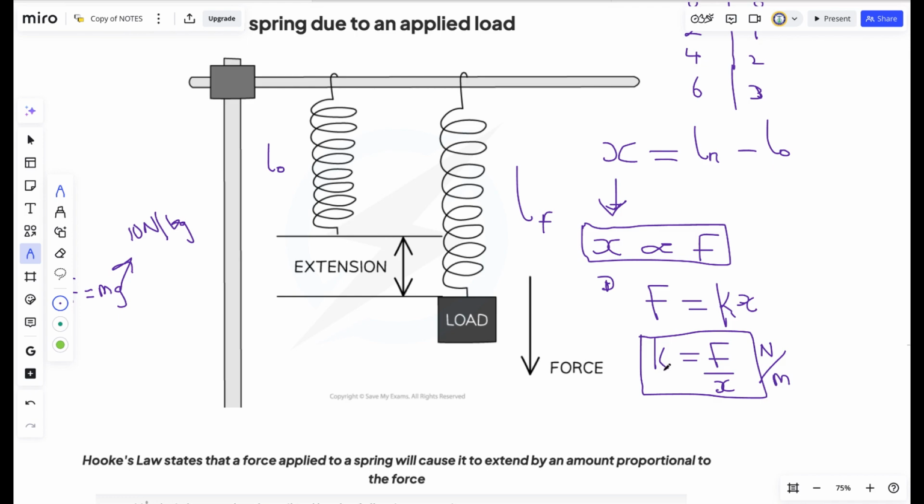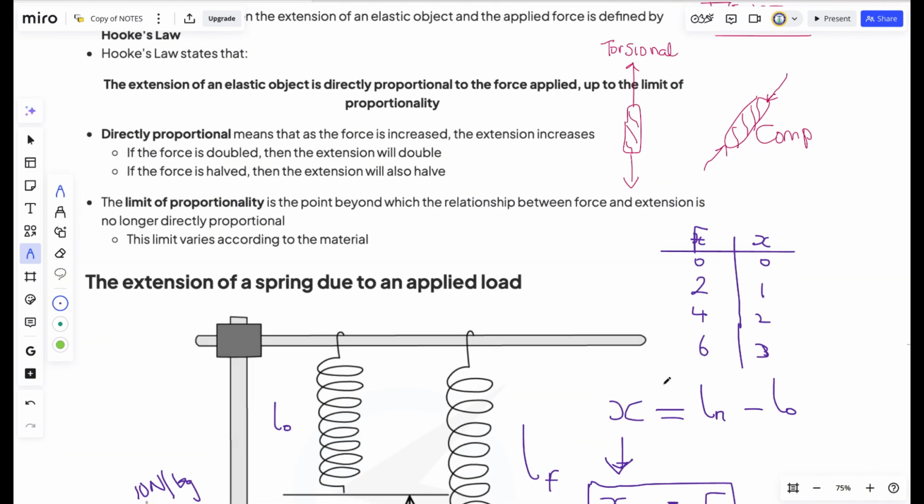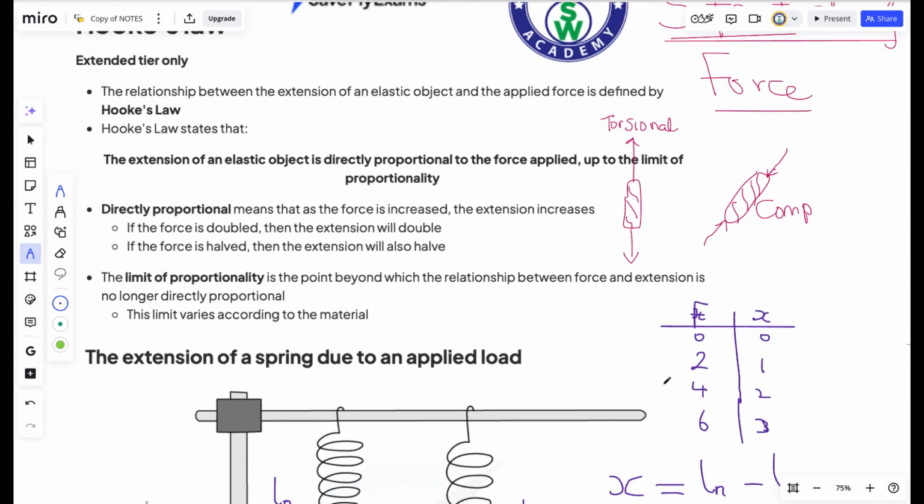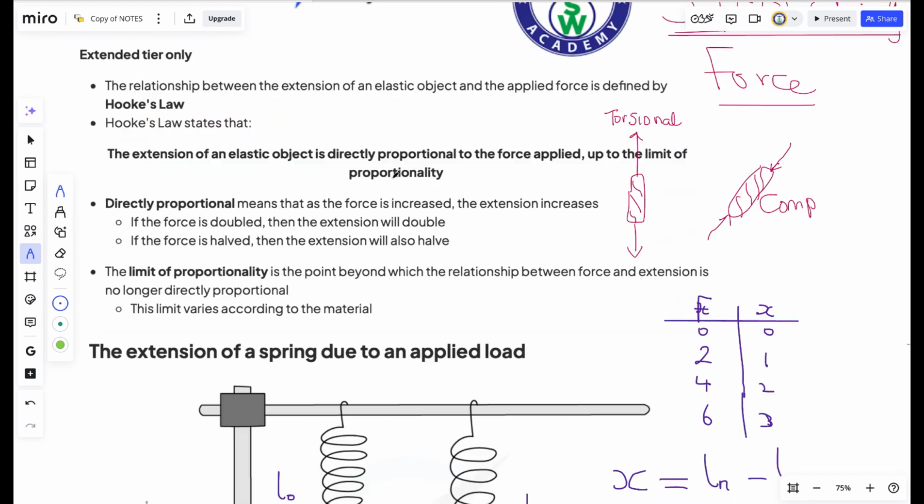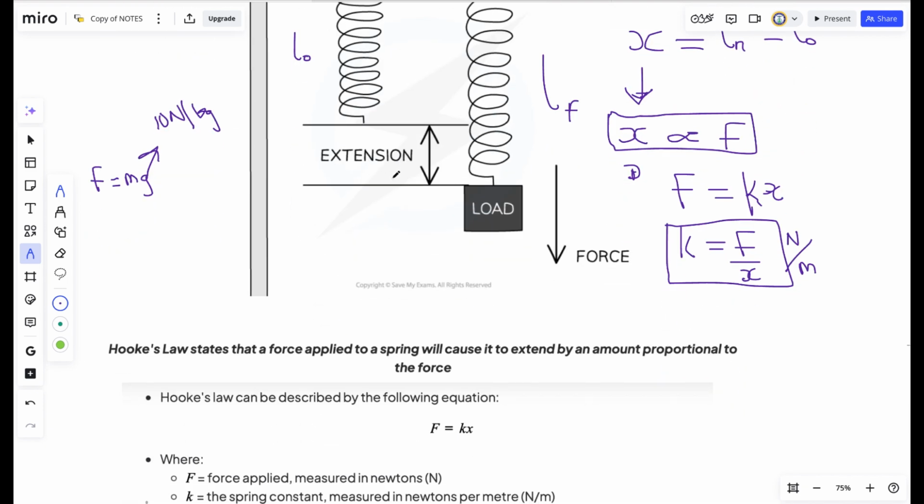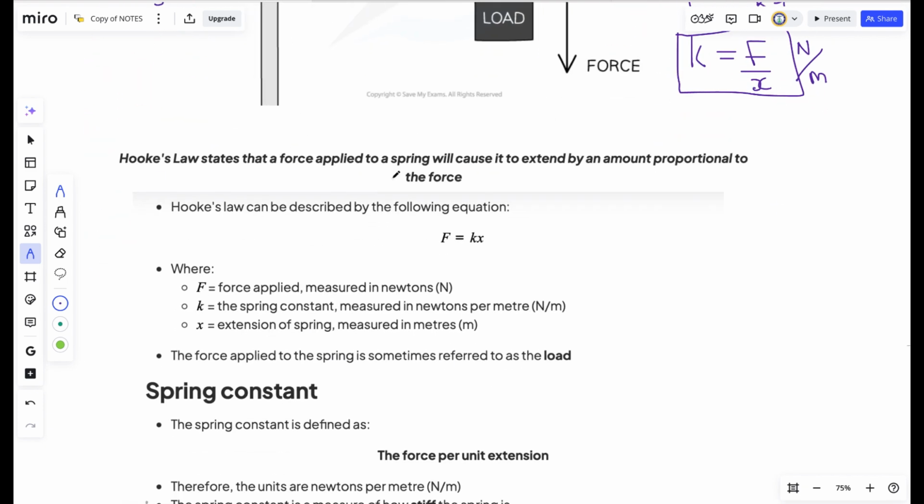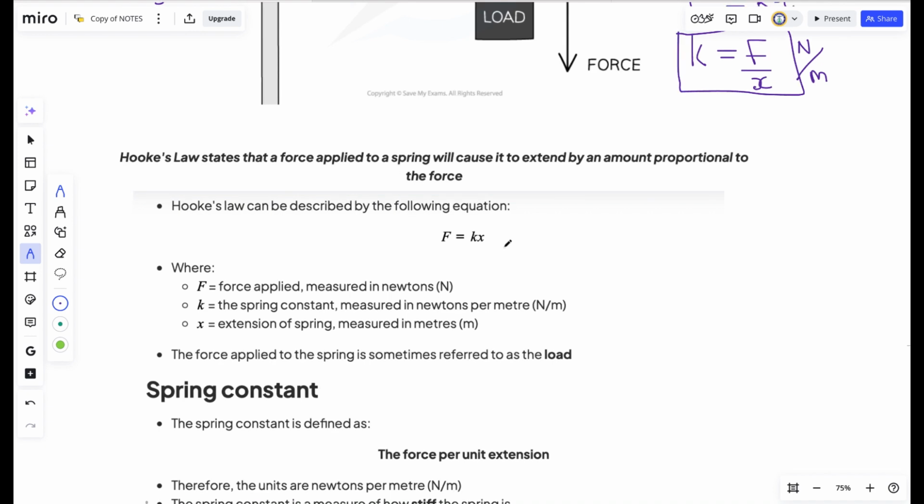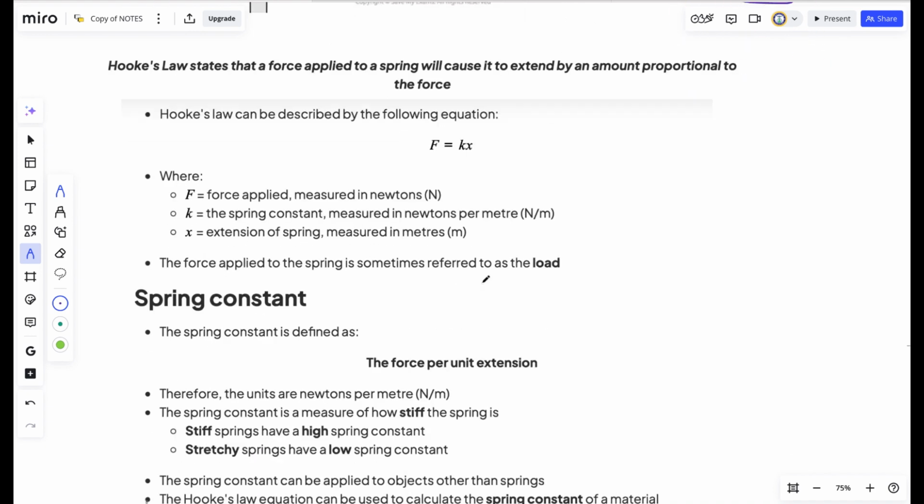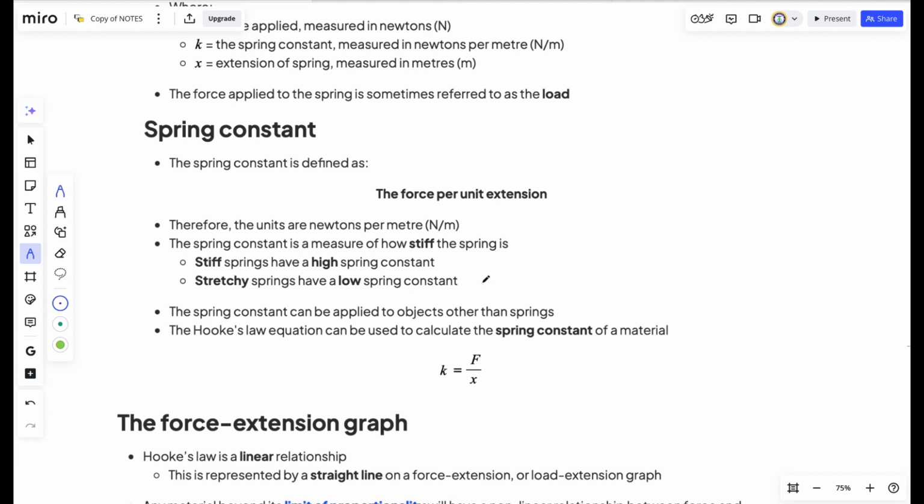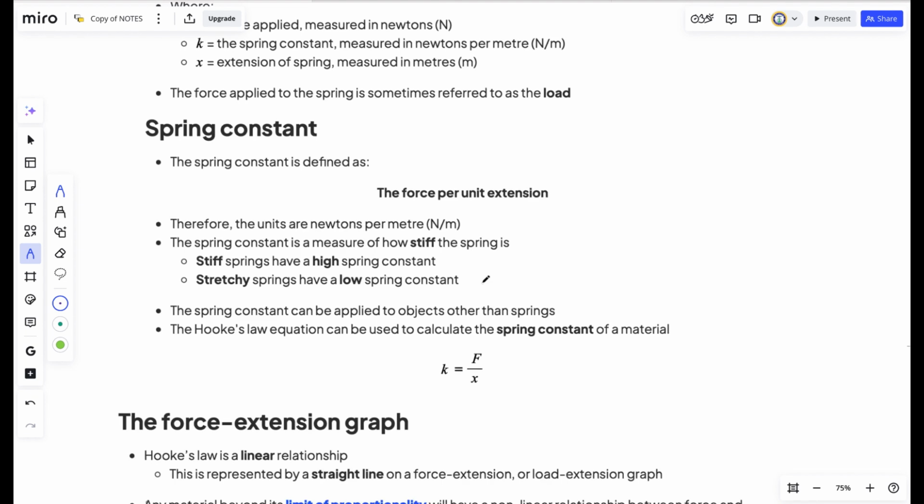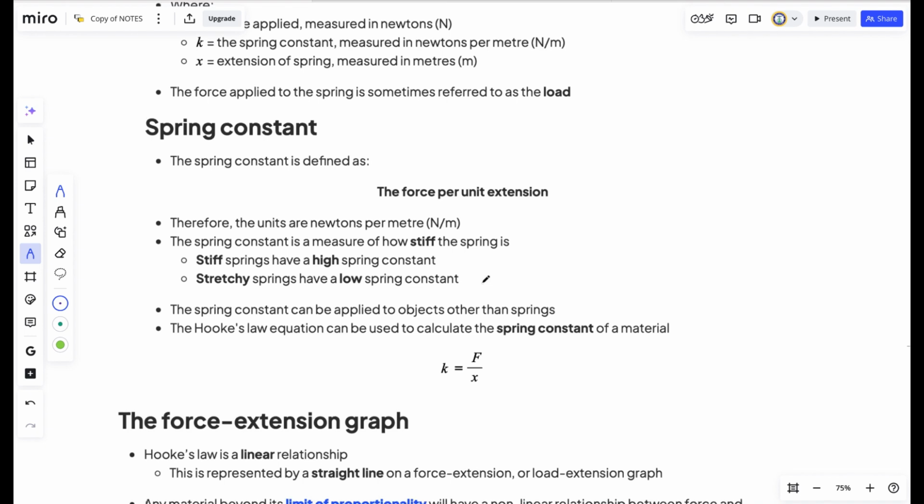Now let's move on. We've explained this concept in details. We've also stated the law, right? That the extension in an elastic object is directly proportional to the applied force up to the limit of proportionality. That's Hooke's law. So we should be able to state Hooke's law. We should be able to explain the experiment. We've given the mathematical equation. We say F equal to Kx, right? And then we say K is the spring constant that you calculate most of the time. It is the stiffness of the spring. The stiffer the spring, the more difficult it is for it to stretch out completely.